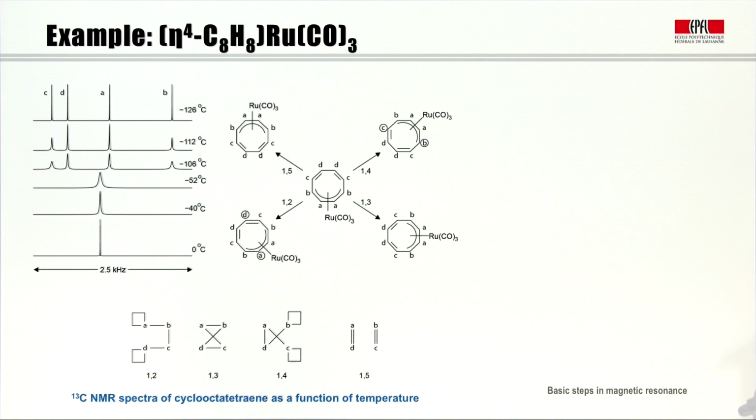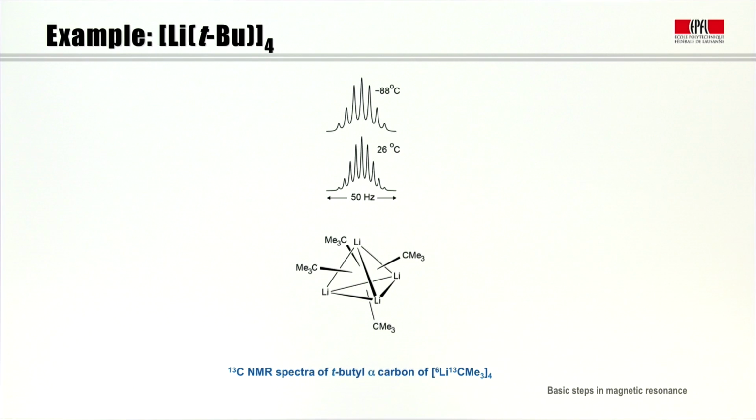It turns out that the question here is whether we have a 1-2 shift or a 1-3 shift or a 1-4 shift or a 1-5 shift, and that these spectra allow you to rule out some of these mechanisms and choose one of the ones that is correct.